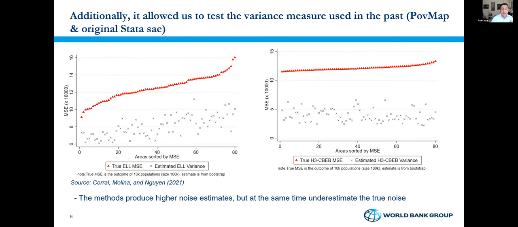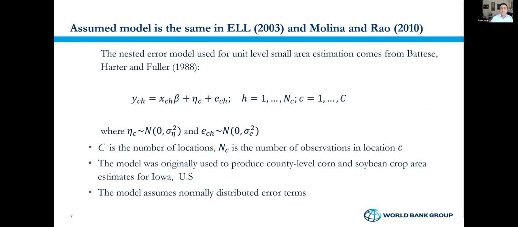Additionally, it allowed us to test the variance measure used in the past in PovMap and in the original Stata SAE package, right? Despite the method yielding a higher noise estimate than the parametric bootstrap from Gonzalez-Manteiga and colleagues, the approach used to estimate the method's noise actually yielded an underestimate of the method's noise. So it became quite clear that we could be doing better. You can see here the X's, they all are under the true mean squared error for these estimates, right? And this shouldn't be the case because the assumed model is the same in ELL and Molina and Rao.